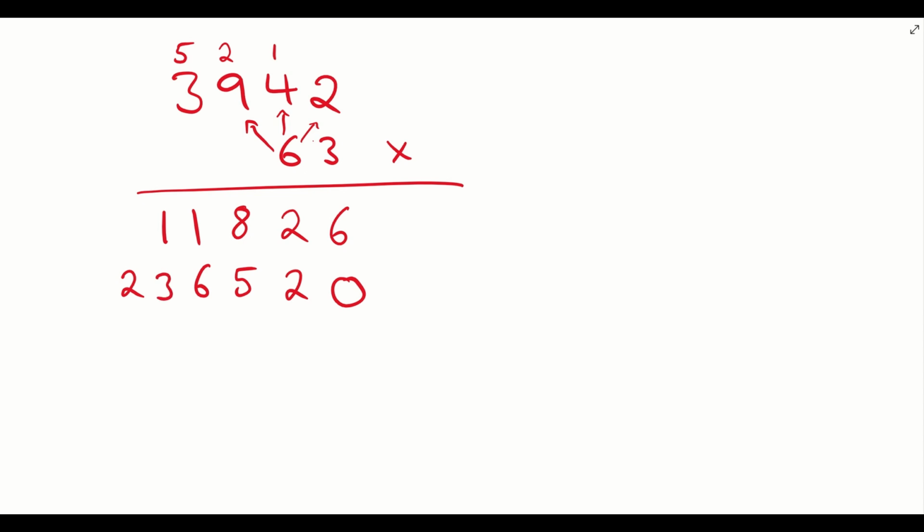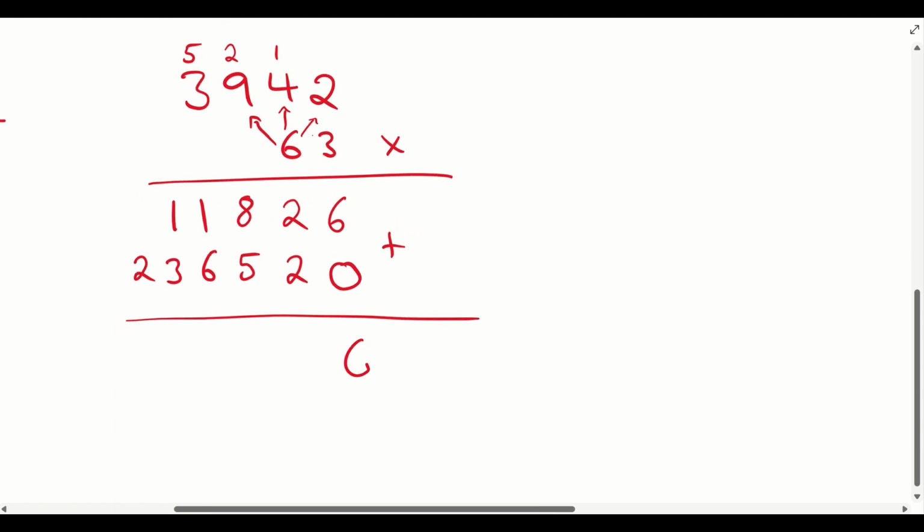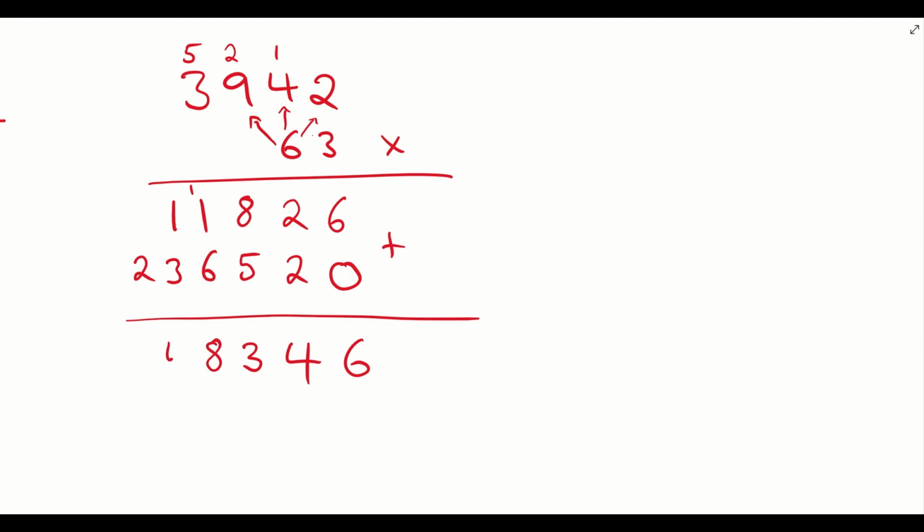Okay, we then simply add these numbers up. So 6 plus 0 is 6, 2 plus 2 is 4, 8 plus 5 is 13. So we carry the 1. 6 plus 1 is 8. 3 plus 1 is 4. And 2 plus nothing is 2. And this is our final answer.